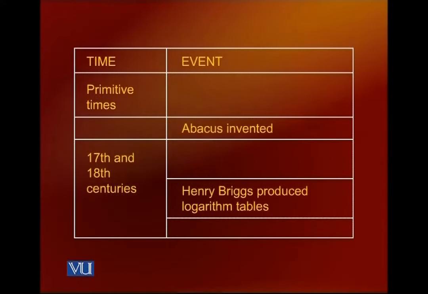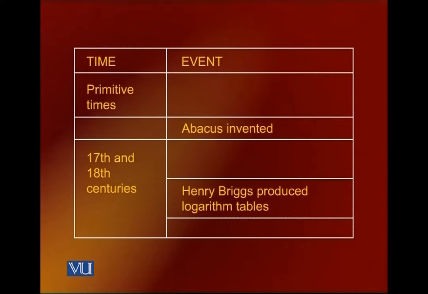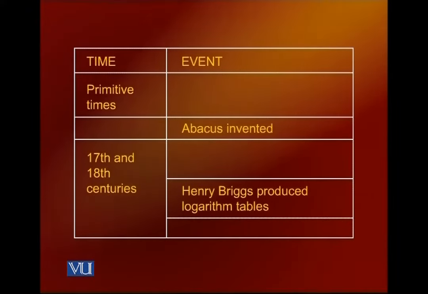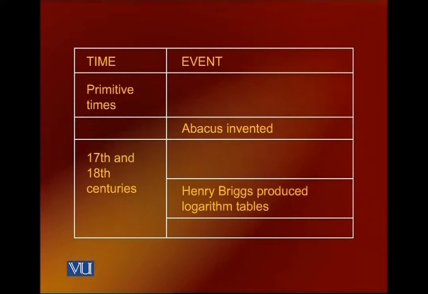In primitive times, the event was they counted on the 10 fingers. The 10 fingers of a man's hand were used to count, to calculate. In the next column you find the event given. The event is the invention of the abacus. You have to find the word from the text that would go with the event. And at the same time, it should be something that comes between primitive times and the 17th and 18th centuries.